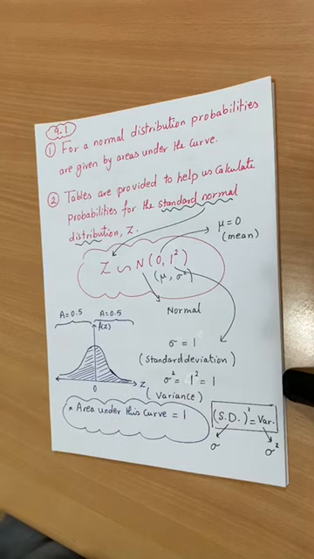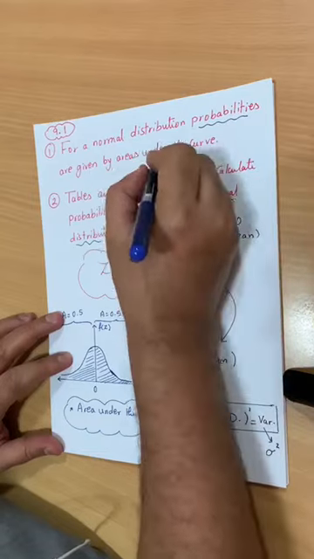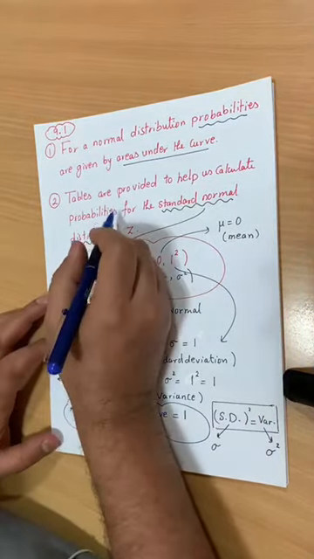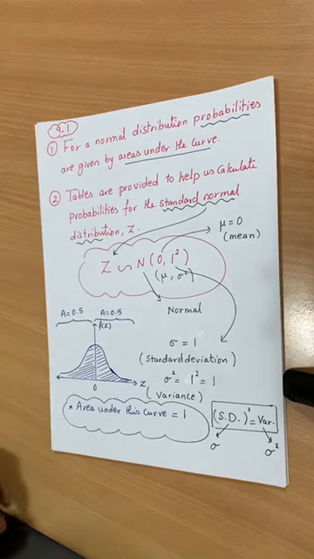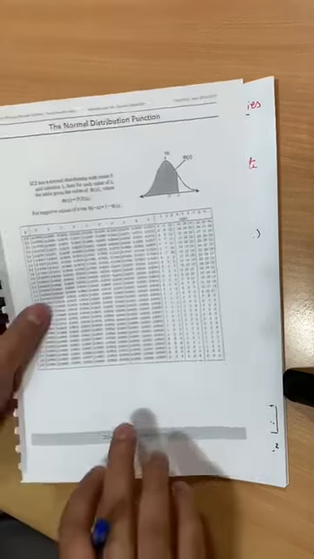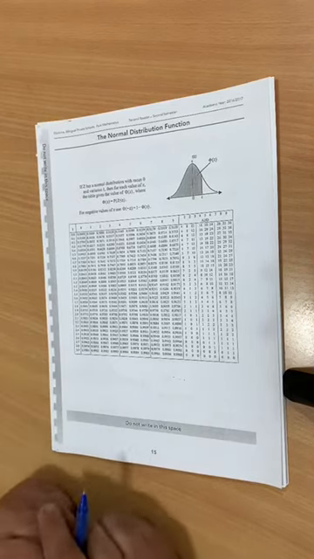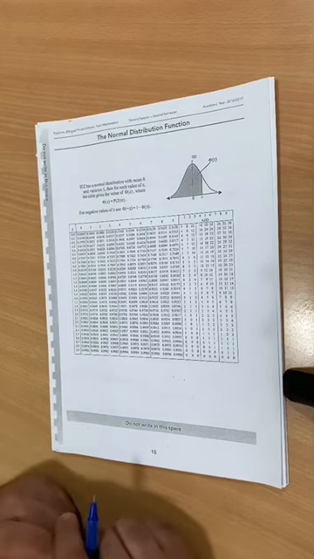So we're going to find the normal distribution using probabilities, which are representing areas under the curve. Tables are provided to help us calculate the probabilities for the standard normal distribution Z. Basically, these tables will be given to you on the final exam, and we use them with the normal distribution. I'm going to tell you how you're going to read those values.